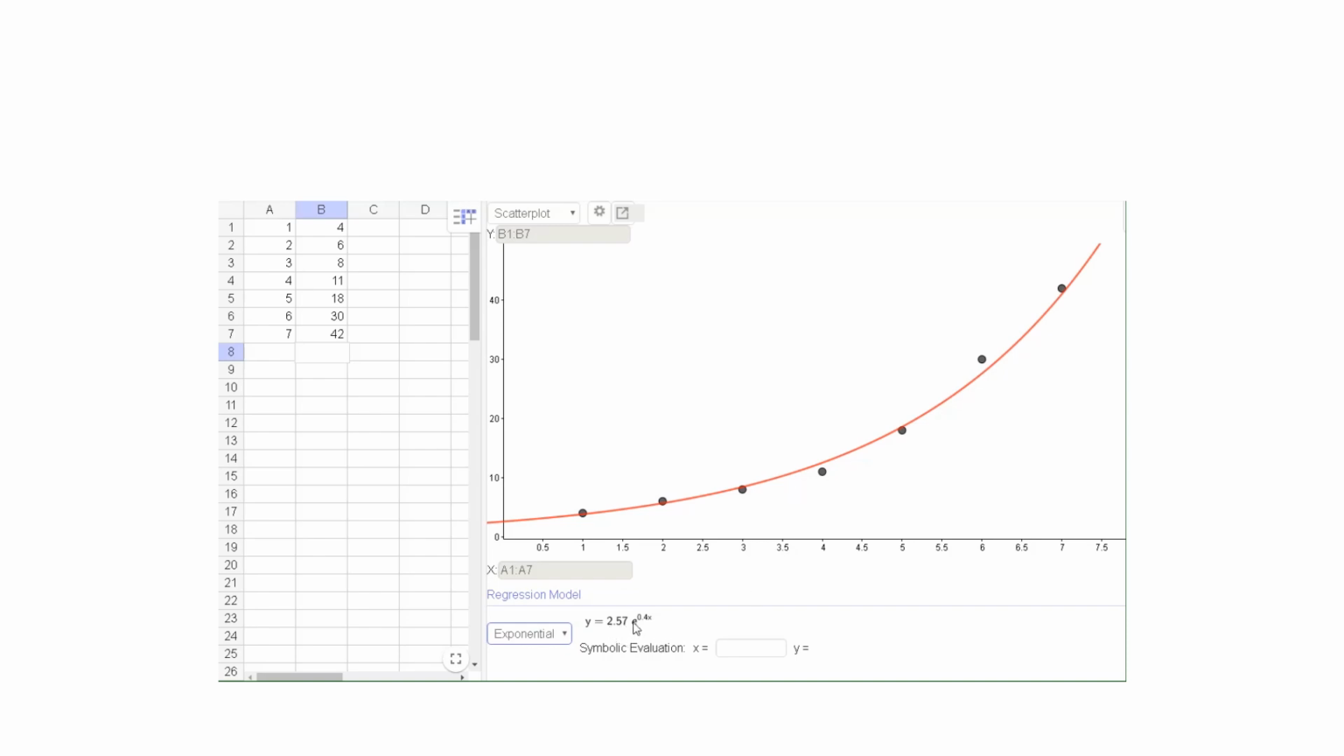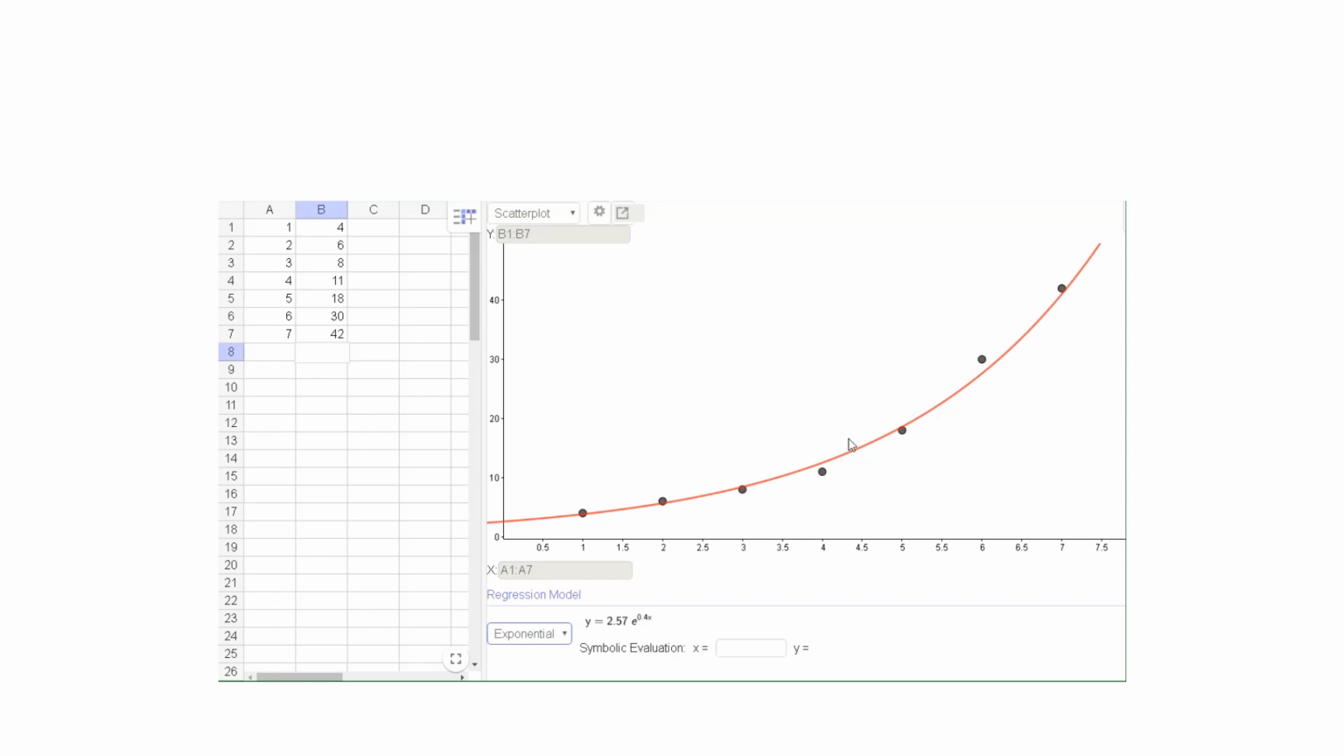And here you can see an approximate model that this red curve is demonstrating. And so we have 2.57 e. Now remember, e is that 2.71828182845 number, and this is raised to the 0.4 times x power.